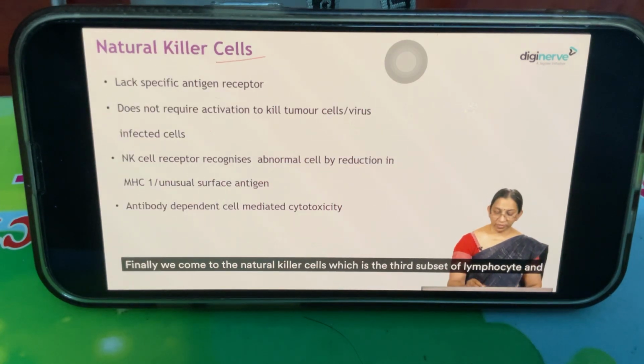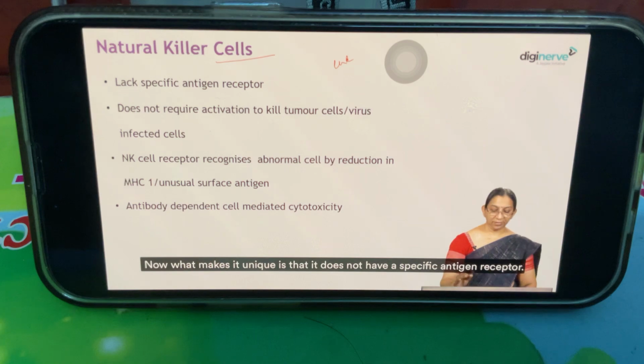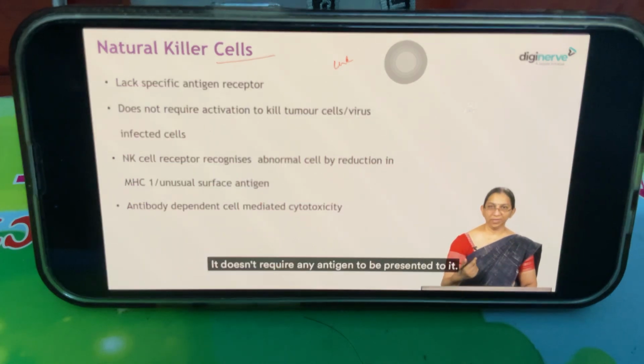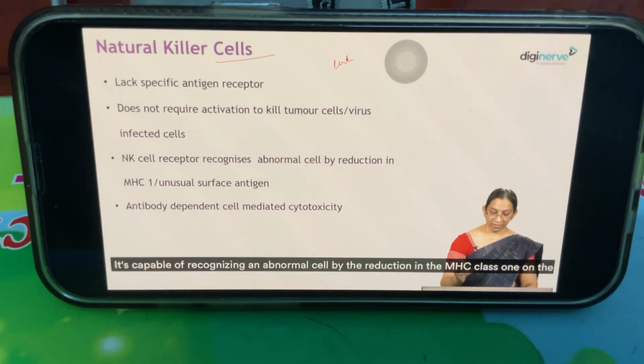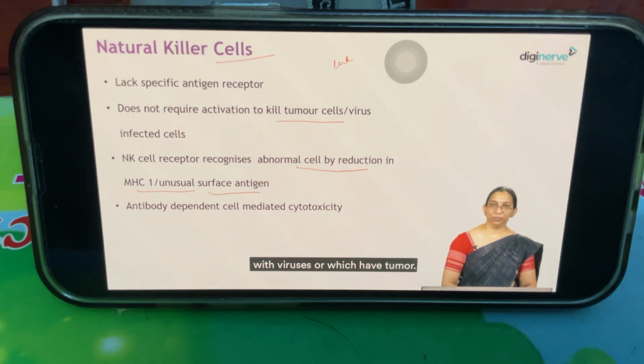Finally, we come to the natural killer cells, which is the third subset of lymphocyte, and this one, unlike the other two, is important in innate immunity. Now, what makes it unique is that it does not have a specific antigen receptor. It doesn't require any antigen to be presented to it. It's capable of recognizing an abnormal cell by the reduction in the MHC class 1 on the surface or an unusual surface antigen. And it can directly kill cells which are infected with viruses or which have tumor.